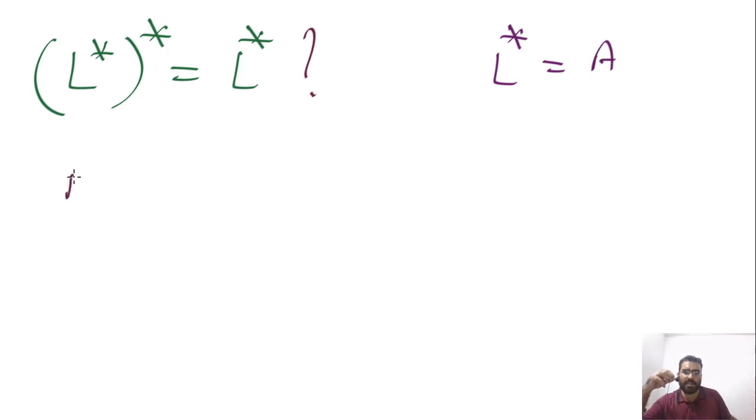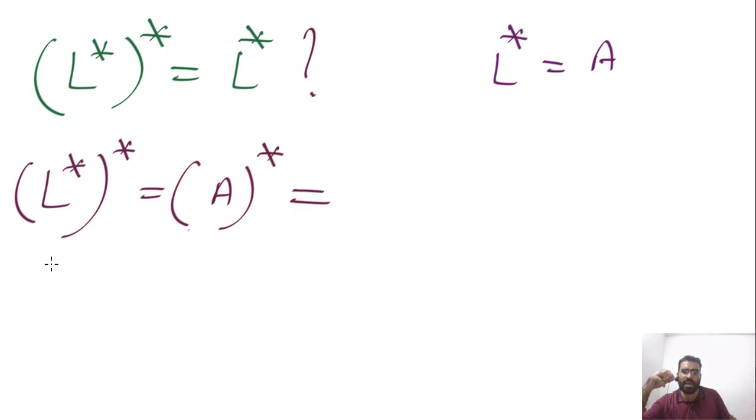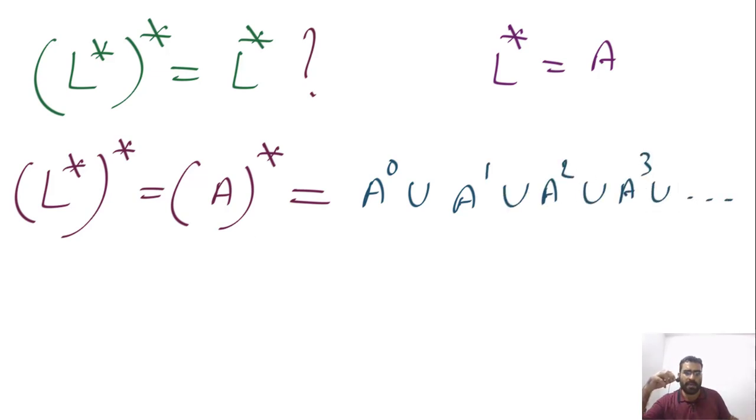Then what will happen here? Then this is A star. For a moment I am assuming that L star is A. Then what will happen? L star whole star means A whole star, because I am assuming L star is A. So I can write this as A star. And what is A star? That is A power 0 union A power 1 union A power 2 union A power 3 and so on.